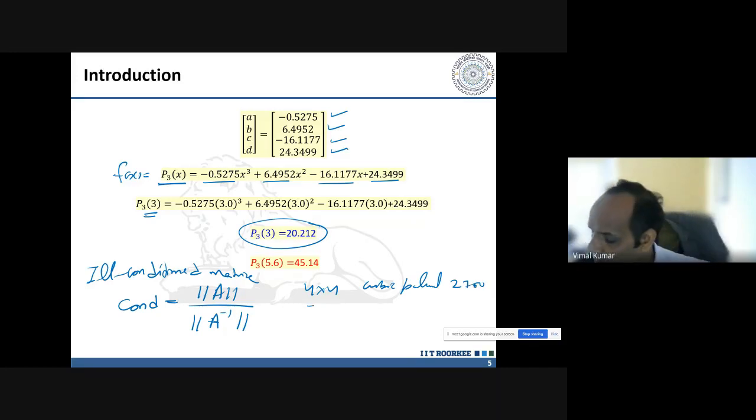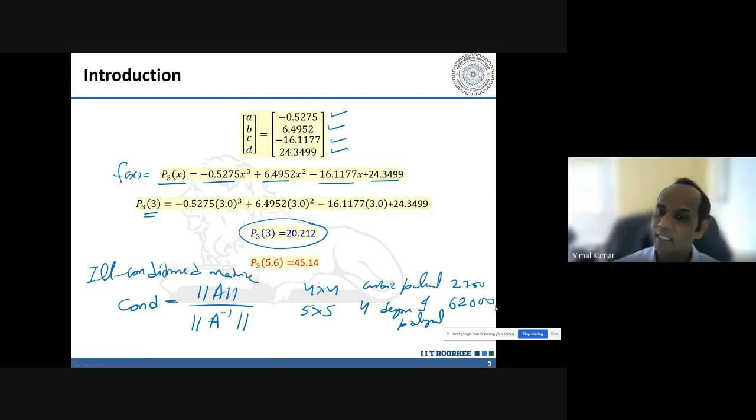If I take a 5 by 5 matrix, that means we have a fourth degree polynomial, and in that case my condition number came to about 62,000. So the condition number is increasing because the norm of A inverse is getting low. This is not preferable, because the desired condition number is as small as possible. The smaller the condition number, the more well conditioned my matrix is. The larger the condition number, the more ill conditioned my matrix is, and I should not go for it.